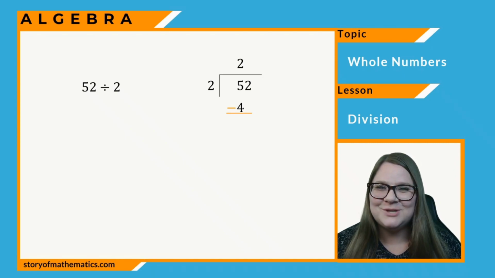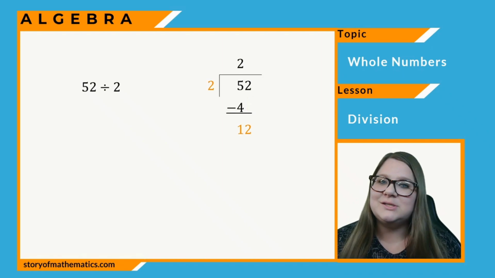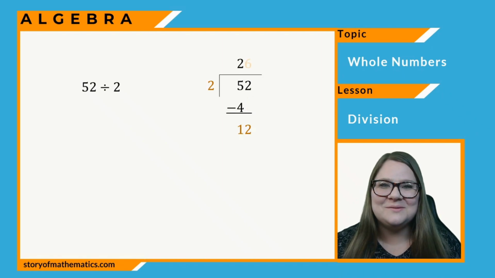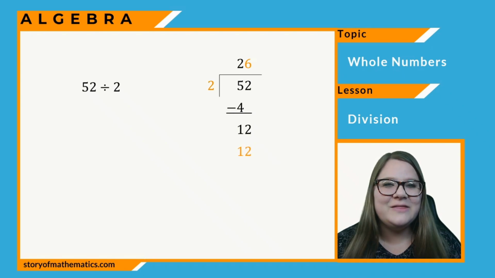So now I do my subtraction. 5 minus 4 is 1. I can carry down the 2, and now I'm going to be looking at how many times 2 goes into 12. Well, 2 goes into 12 6 times, so I write that on top of my house. And I'm going to multiply that number from the top by the number on the outside. 6 times 2 gives me 12. And that's what I'm going to subtract down, which gives me 0.